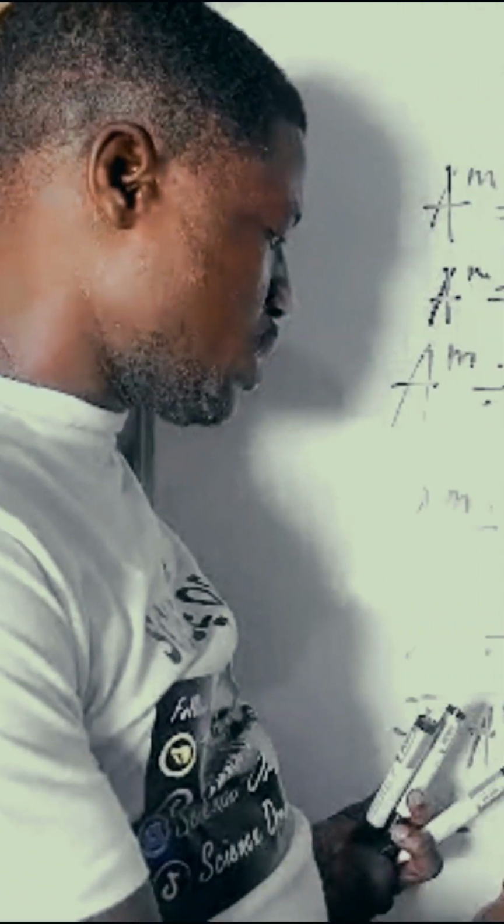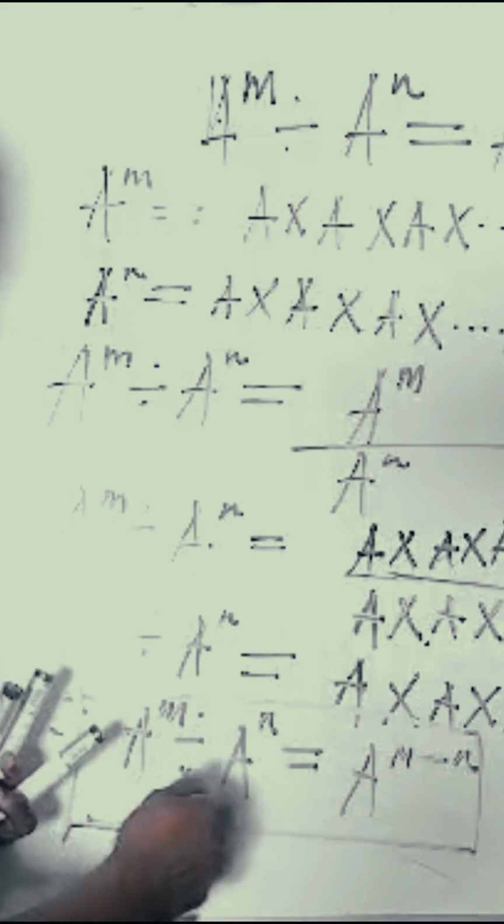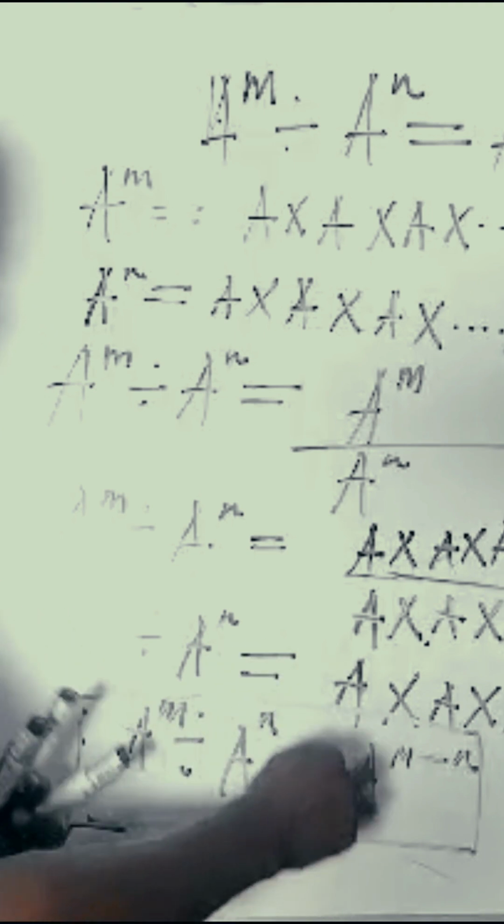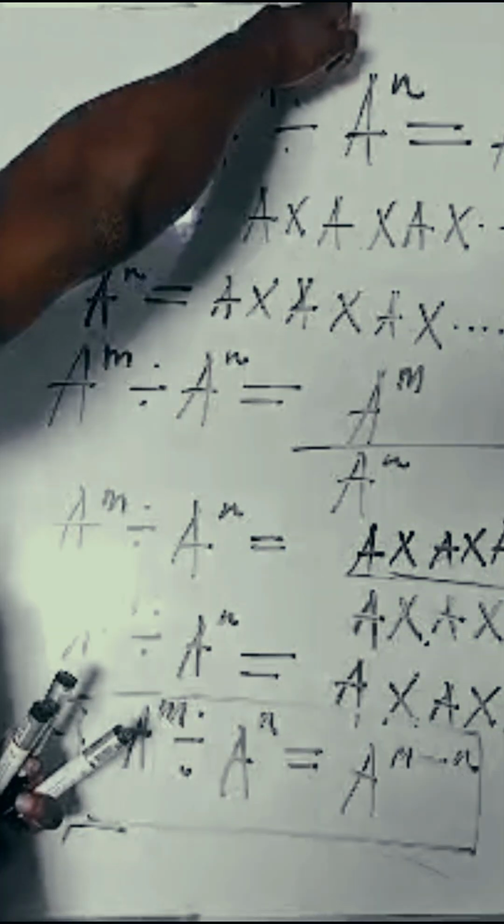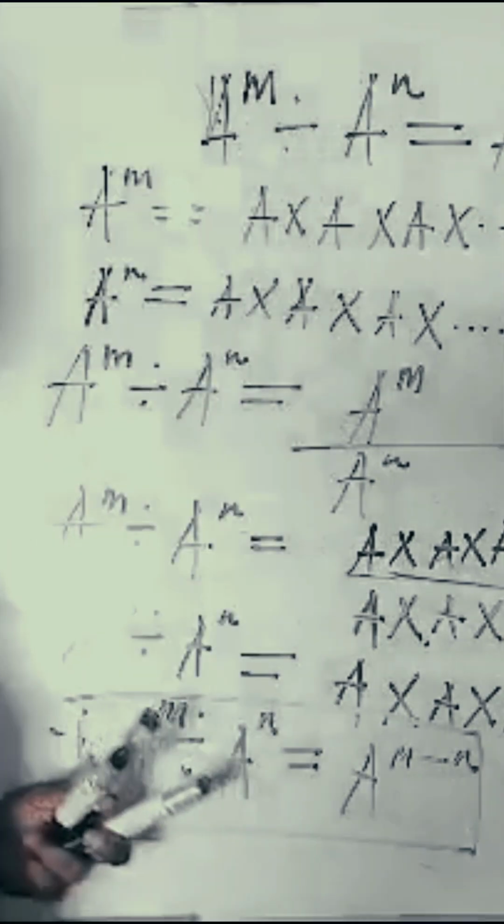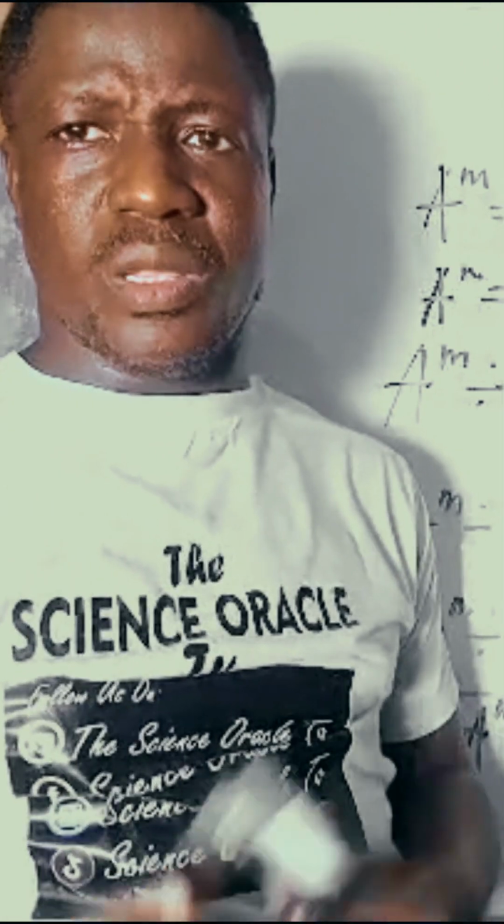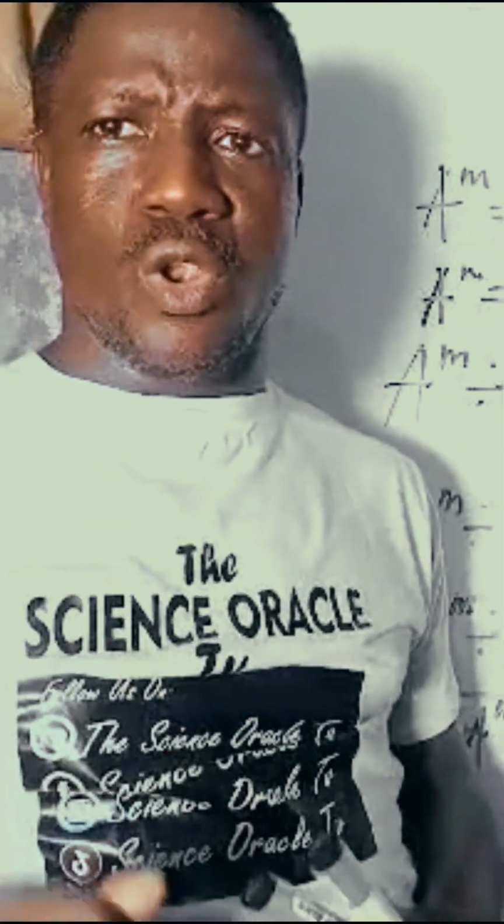And as you could see, a raised to the power m divided by a raised to the power n being equal to a raised to the power m minus n conforms indeed with the second law of indices. Next, I'll be looking at the derivation of the third law of indices.